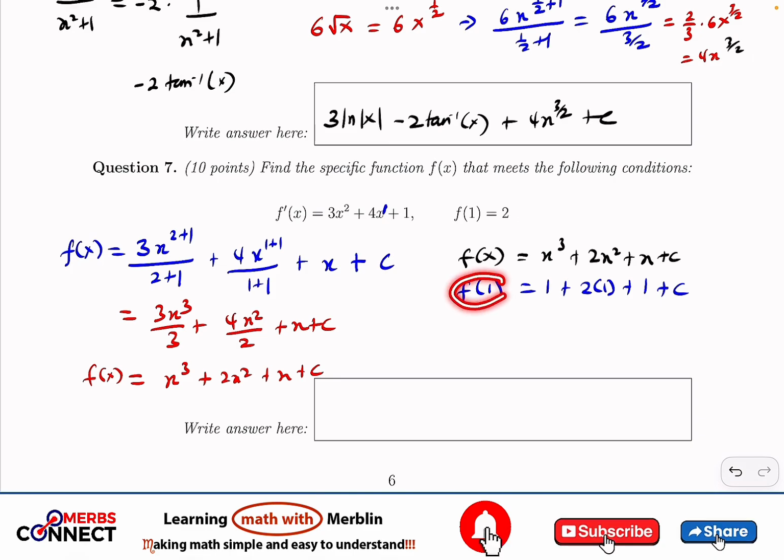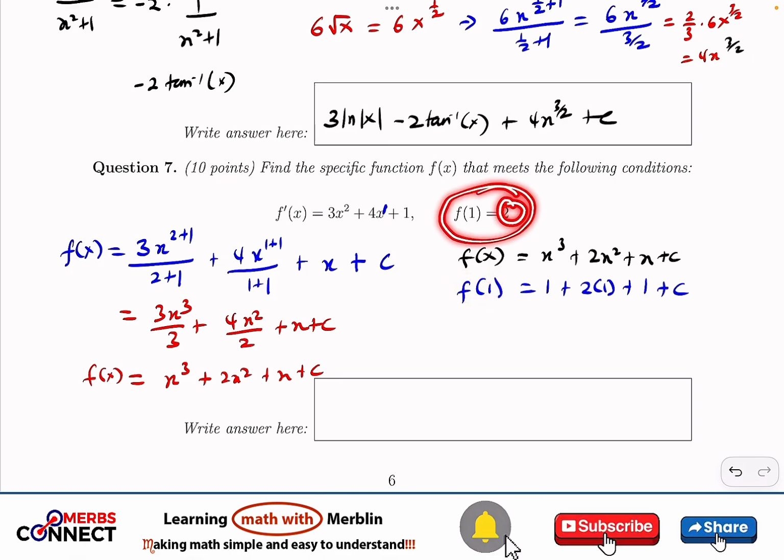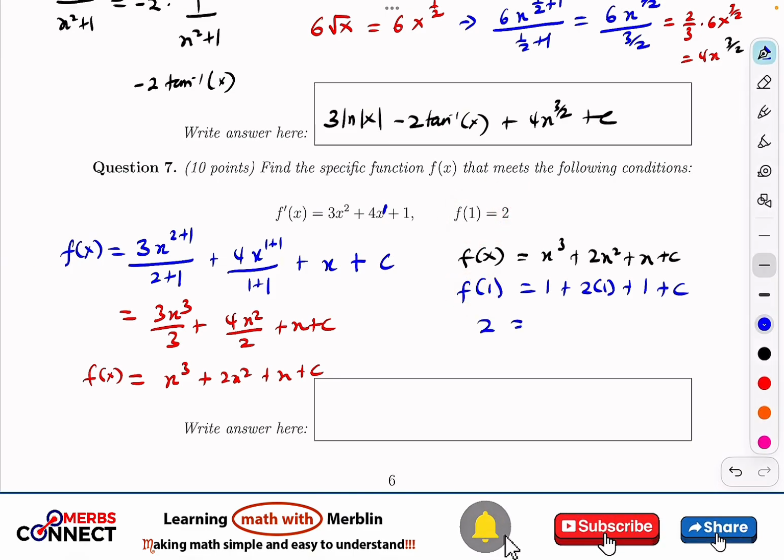Now what is f of 1? F of 1 is 2, which is given here. So we have 2 equals 1 plus 2 plus 1 plus c. So 2 is equal to 4 plus c. And just guess what? What will be c? C should be minus 2. So we've gotten c to be minus 2.